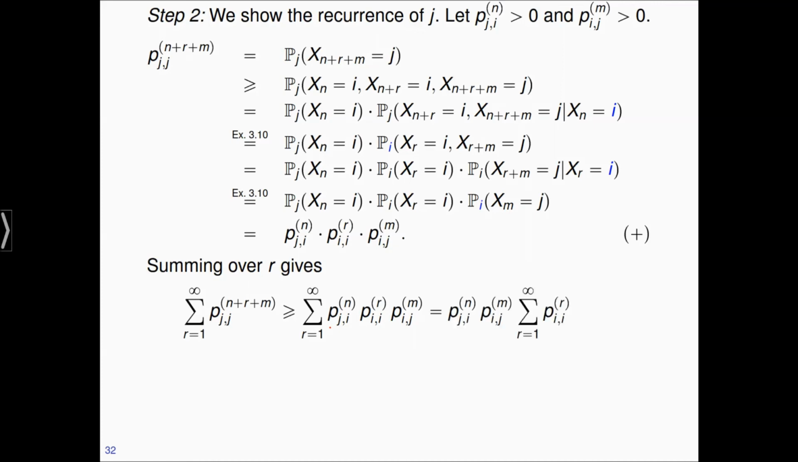And on this right-hand side, we can move these two quantities out of the sum because they have nothing to do with the r. So we move them in front of the sum. And then we carefully look at these three quantities. This one here is positive because it's set here, by construction, by the choice of n basically. This thing here is also positive by the choice of m. And this thing here is plus infinity because i is recurrent. So here I use that i is recurrent.